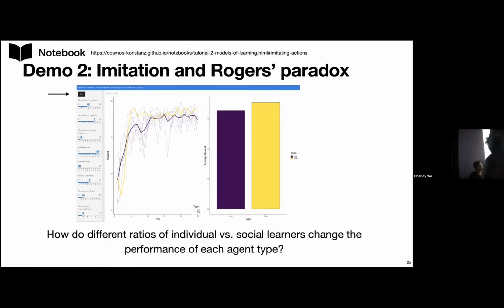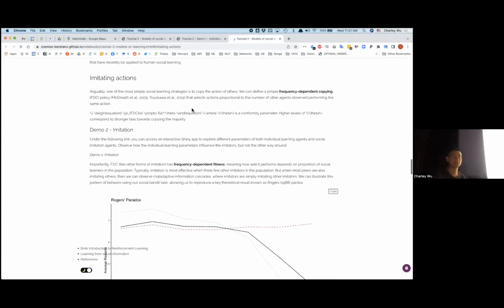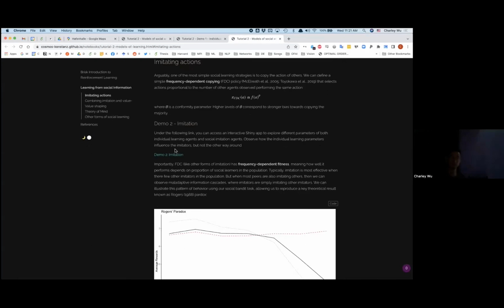So let's try, and let's think about how different ratios of individual and social learners would affect behavioral dynamics, and imitation with Rogers paradox. We haven't introduced what Rogers paradox is, but we're going to come back to that later. I think you get it in the next slide. So then go to demo 2, imitation.